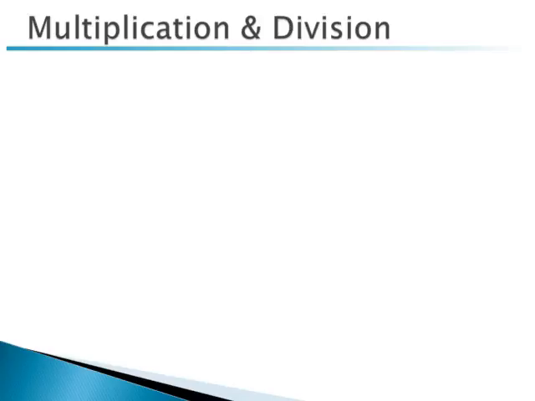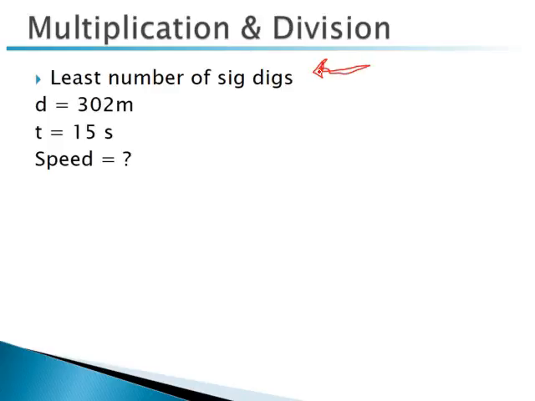Okay, so let's do a couple of examples. We'll start with a multiplication division question. Remember, for multiplication division, it's the least number of significant digits in your final answer. So that's what we're going to be looking for. So let's say we started with maybe a speed question. Speed is equal to distance over time. This might be something we do actually in physics. So speed is equal to distance over time.